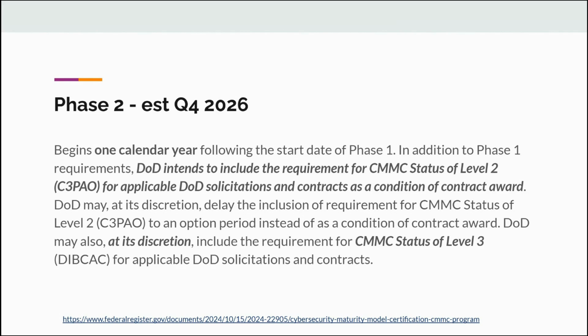Yep. So yeah, thanks, Nick. Yeah, because I've been doing the CCP training and what have you, and of course, C3PAOs are going to be using eMASS for certified level 2 assessments and what have you. So phase 2 begins 1 calendar year following the start date of phase 1.